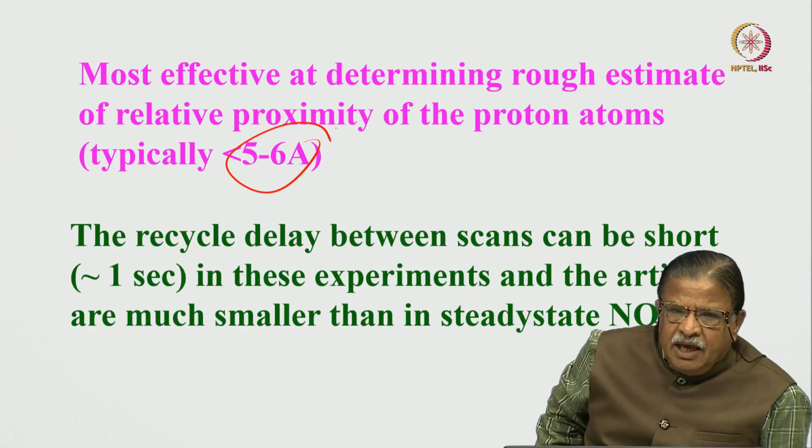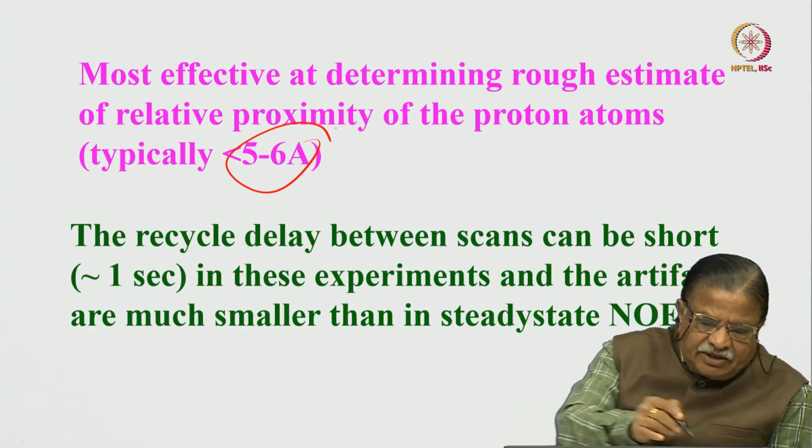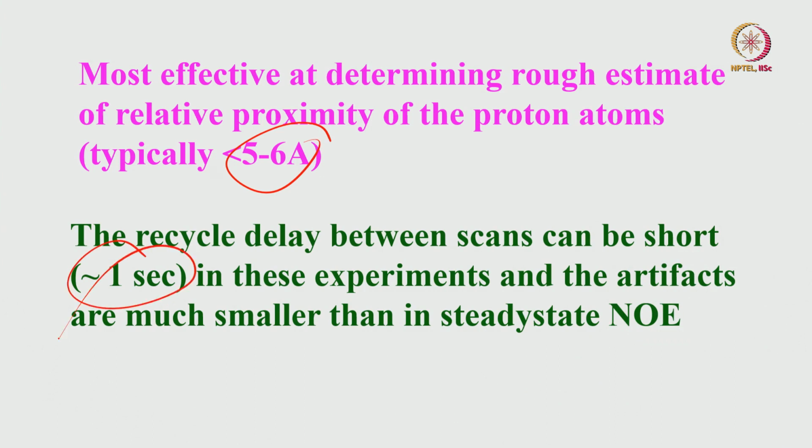Here the recycle delay between the scans can be very short, unlike in the steady state, where we have to give at least 3 times T1 of the spins, which takes a long time to relax. And the artifacts are much smaller here than in steady state NOE. That is the advantage. In the steady state I showed you, depending upon selectivity of excitation and all those things, we got a lot of problems. All those things can be overcome. There will still be some, but very minimal here.